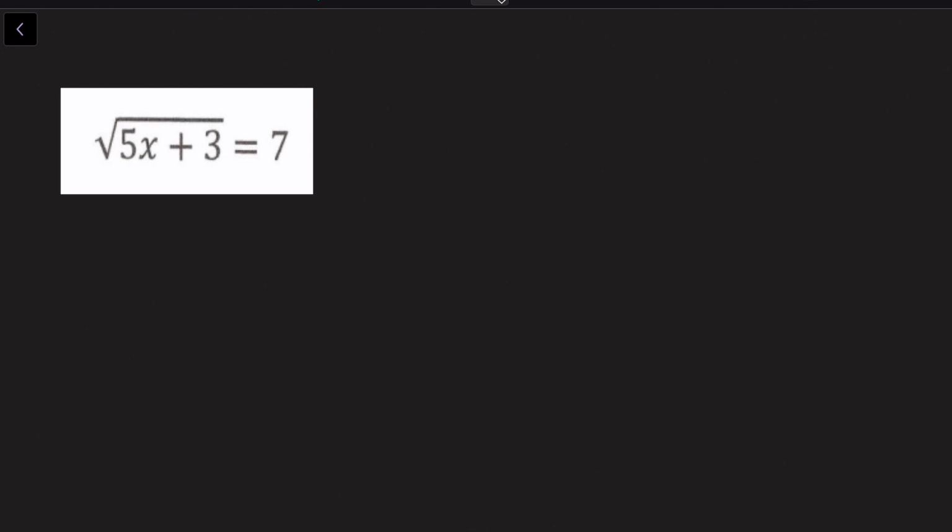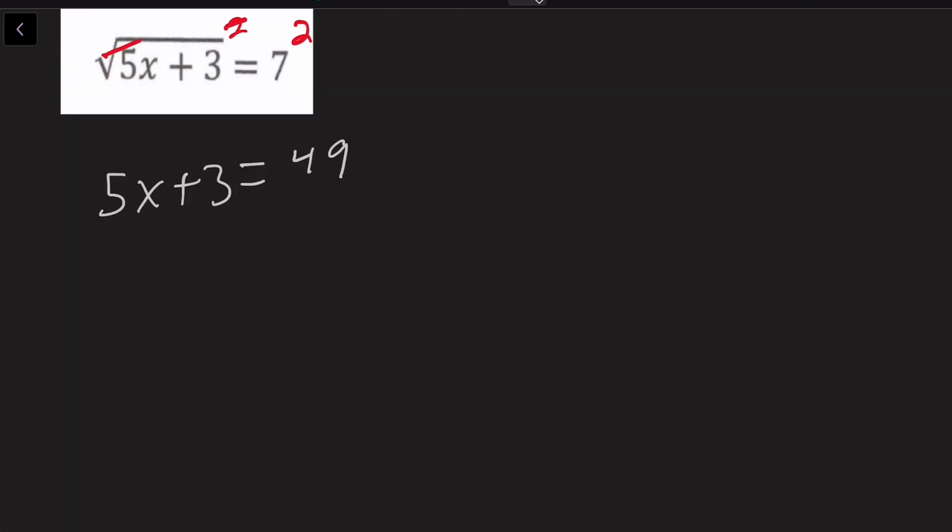The square root of 5x plus 3 is equal to 7. Now to get rid of our square root, I'm going to want to square both sides of the equation, and this is going to get rid of our square root. On the left, we're going to have 5x plus 3, and on the right side, we're going to have 7 squared, which is 49. Now I'm going to subtract 3 from both sides, and we're left with 5x is equal to 46.